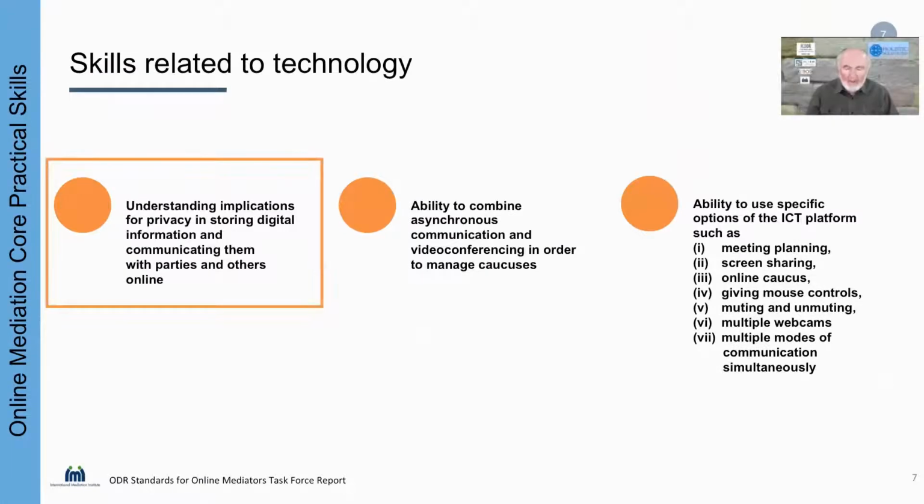One of the big things in e-mediation is understanding how to privately store digital information and communicate that information across parties. It's different from when you have people face-to-face and you're shredding paper after you're done and the paper is gone. When you use an online tool, you have to think about the legacy of that information, how you handle that, and how you explain that to the parties before they enter into the process with you.